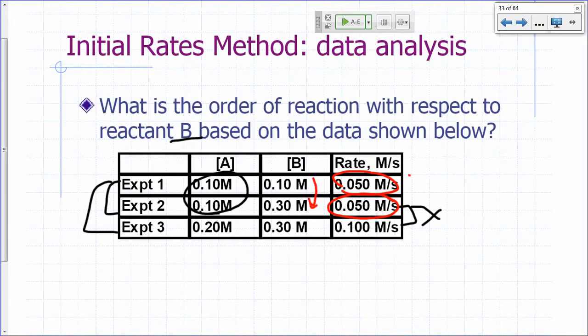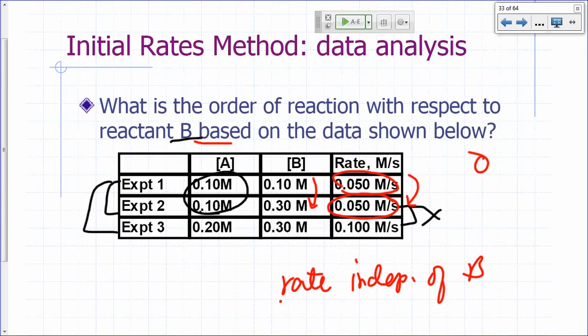Tripling B causes what to happen as far as rate goes? It has no effect on the reaction rate. So what is the order of the reaction based on reactant B? Zero order. Okay, so we say the rate is independent of B, right? So it's zero order with respect to B.